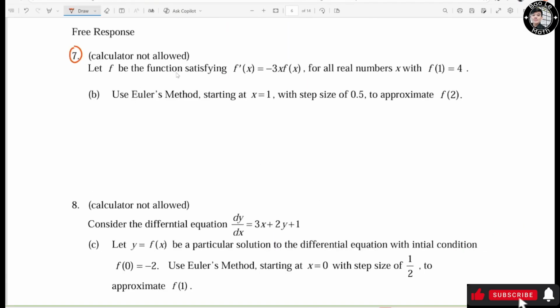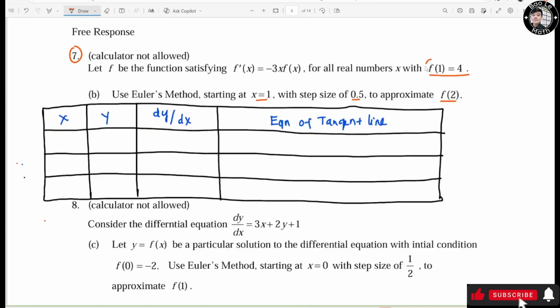Let f be the function satisfying f prime of s equals negative 3s times f of s for all real numbers s with f of 1 equals 4, right? This one is the initial condition, right? Question B. Use Euler's method starting at s equals 1 with step size 0.5 to approximate f of 2, right? So we just get the table.